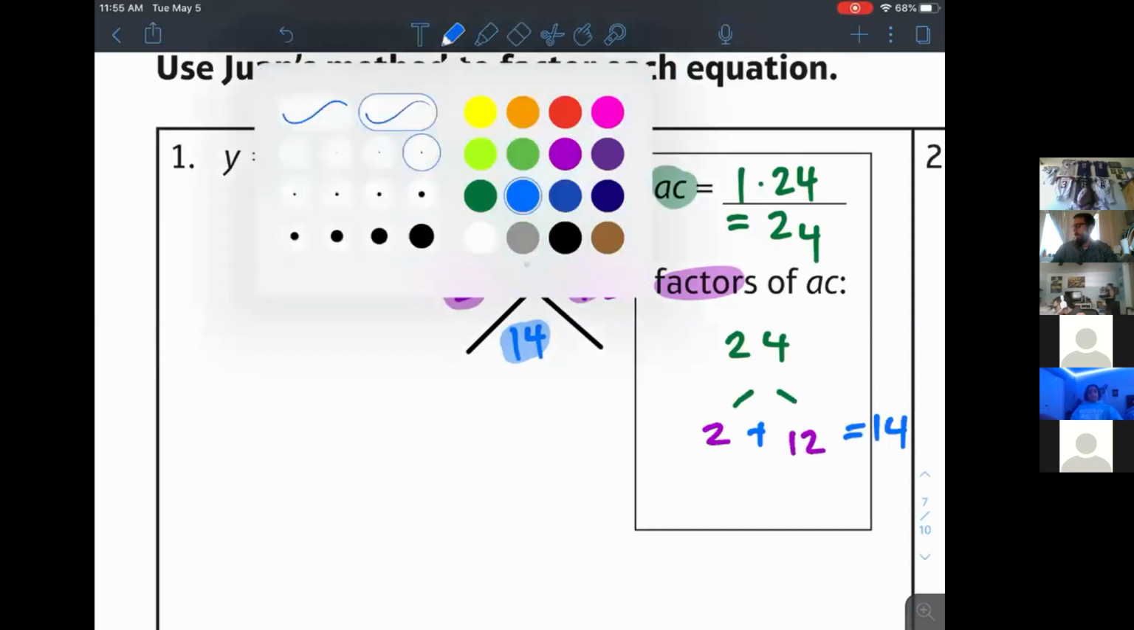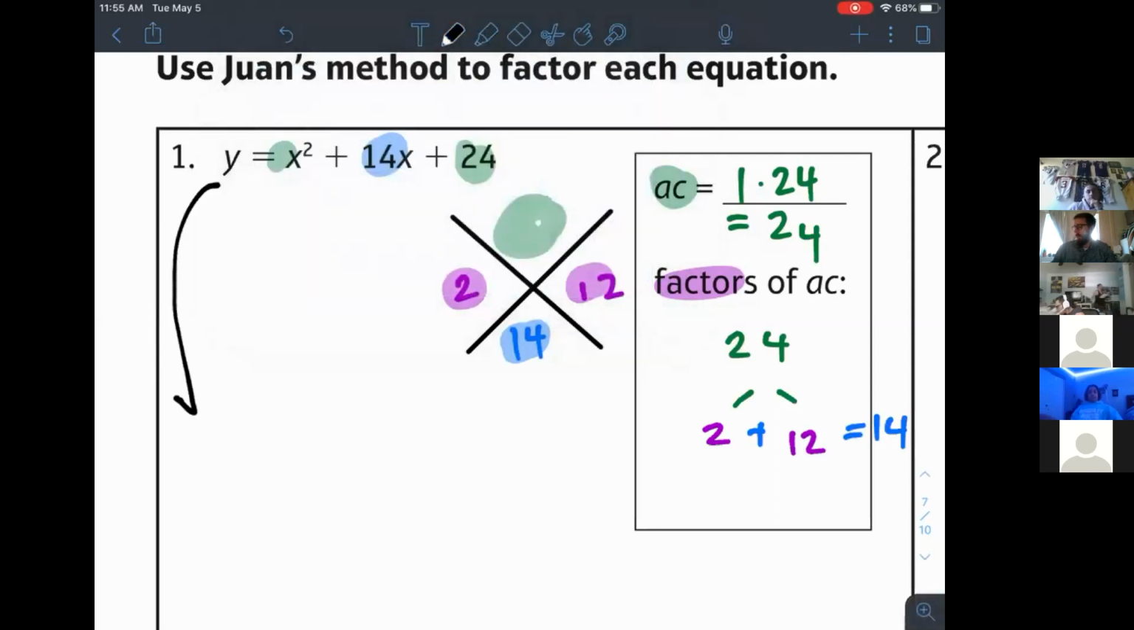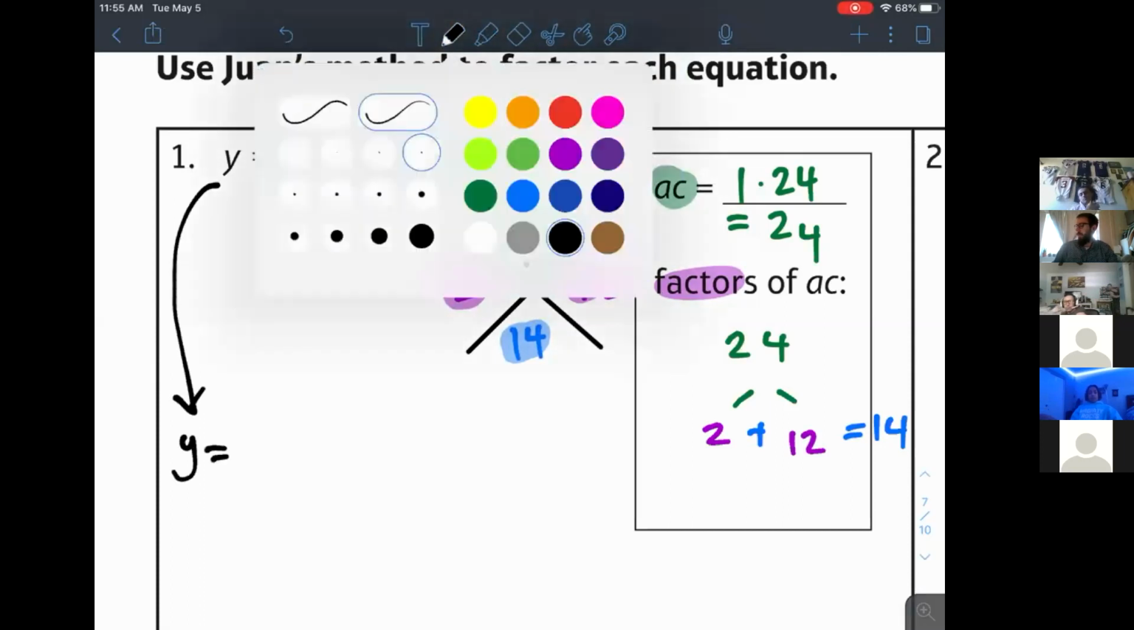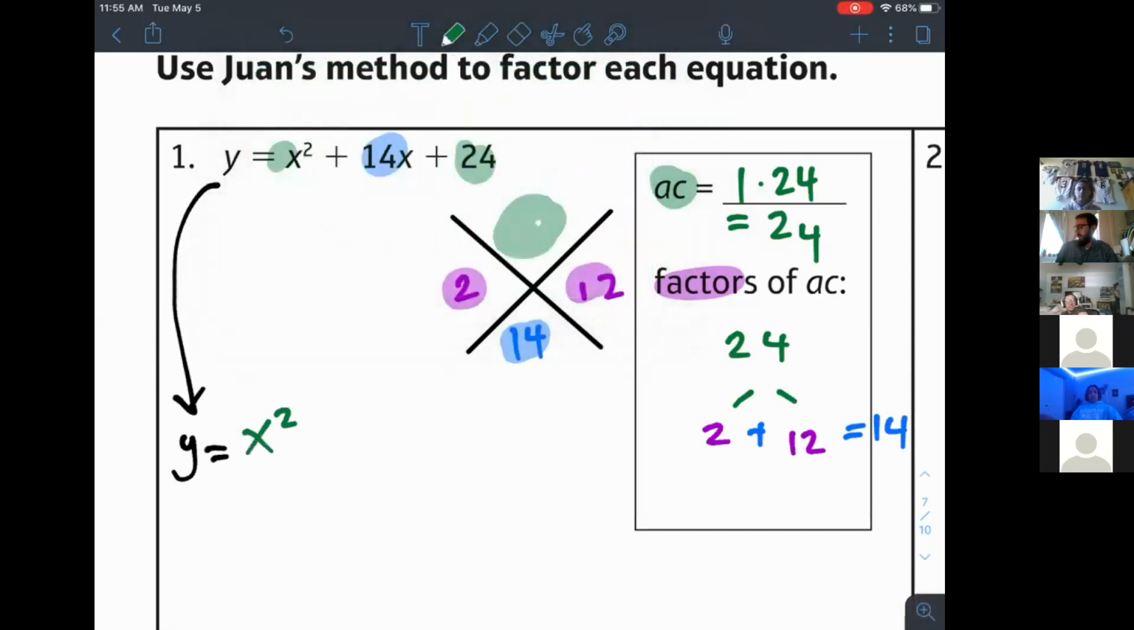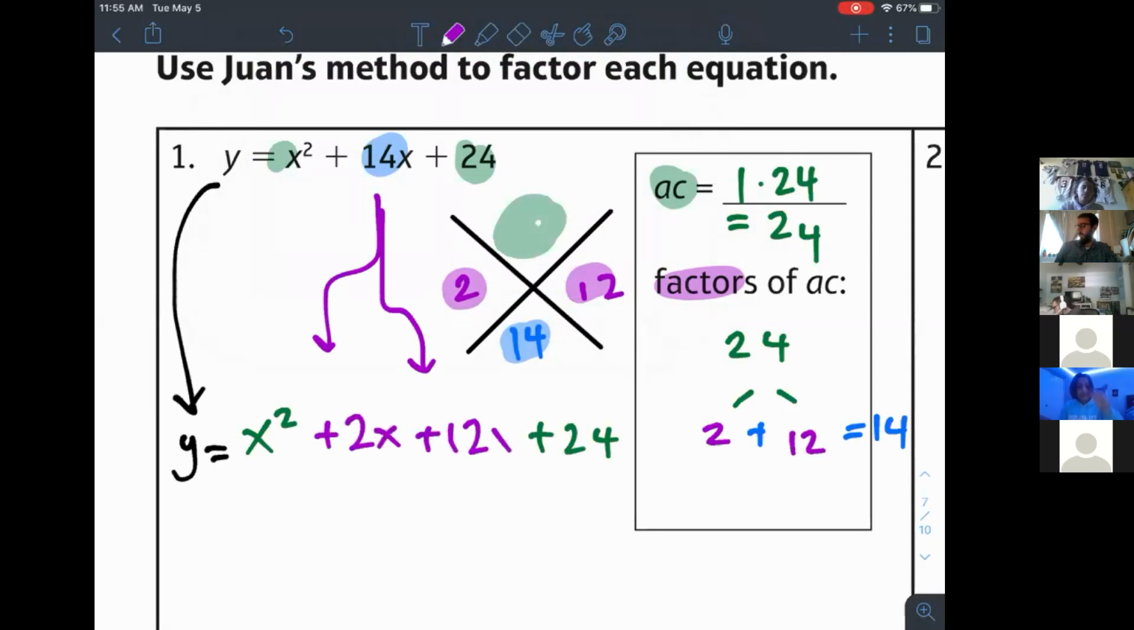The whole purpose of that was not to be awesome at factoring numbers, but rather to expand this polynomial. So basically my question now is the following. What goes in the blank here? Anyone know? I'm rewriting this 14x. Is it the factors? Yeah, it is the factors. So that's the 2x and the 12x. Great call, Zaid. So now we take it out.